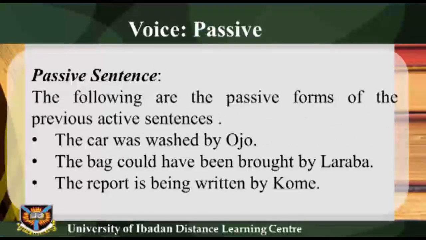The following are the passive forms of the sentences above. F. The car was washed by Ojo. G. The TV set was switched on by Tinu. H. The bag could have been brought by Laraba. I. The yams must have been dug up by the students. J. The report is being written by Kome.